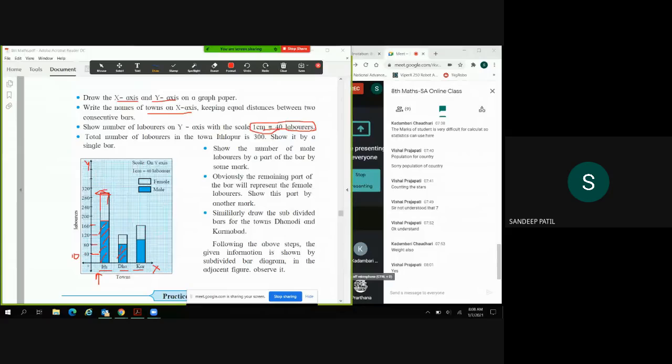Here we have represented female and male like this, but if someone wants to read this data, they should know which is the male part and which is the female part. So we have to show this legend. This is called legends. So these are the legends. This is how it is used for representing the data.